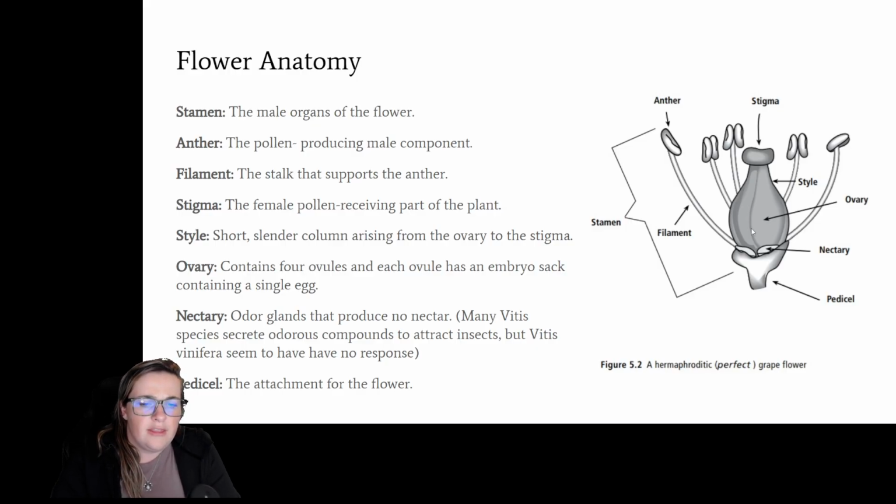Interestingly enough, the grape flower contains odor glands that produce no nectar, which is interesting. It's called the nectary. So many Vitis species secrete odorous compounds to attract insects. Vitis vinifera seem to have no response. So other grapevines, besides the ones that we use for winemaking, do produce compounds to attract insects, but for whatever reason, Vitis vinifera just doesn't really seem to bother with that. Next we have the pedicel, which is the attachment for the flower, right?